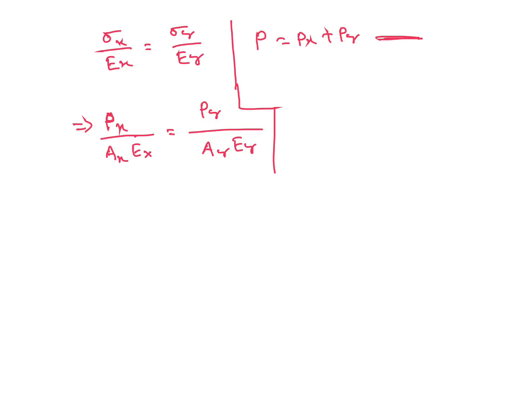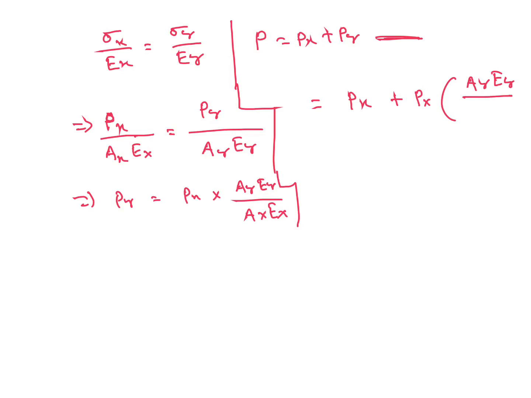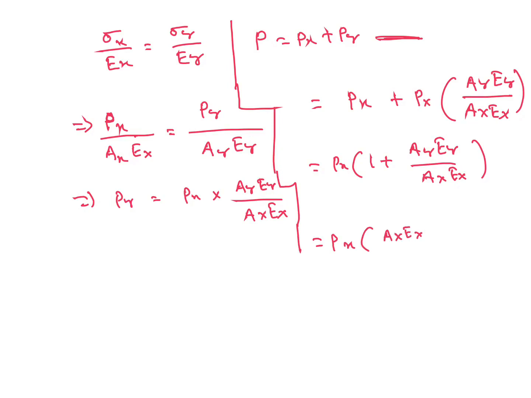So we will put that value in this formula. P equals PX plus PY. Instead of PY, from here we get PX into AY EY divided by AX EX. So instead of PY we write PX into AY EY divided by AX EX. Take PX common: 1 plus AY EY divided by AX EX. Then PX into AX EX plus AY EY divided by AX EX. This is the value of P.